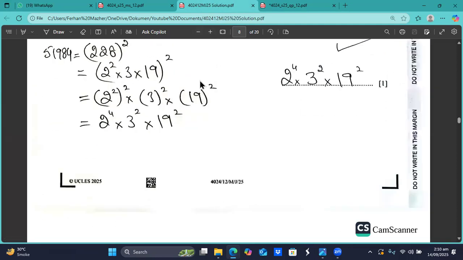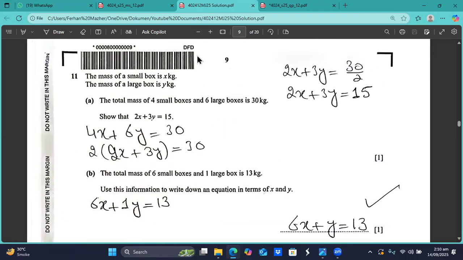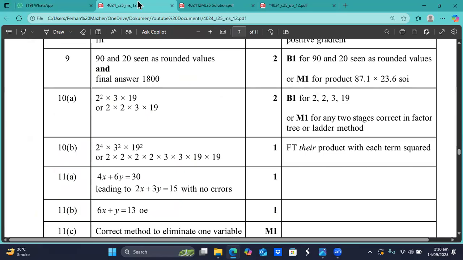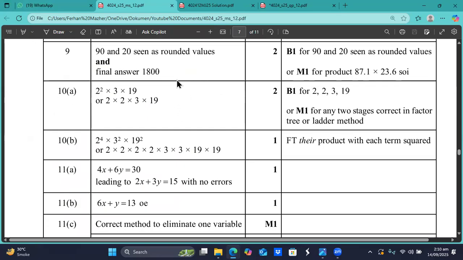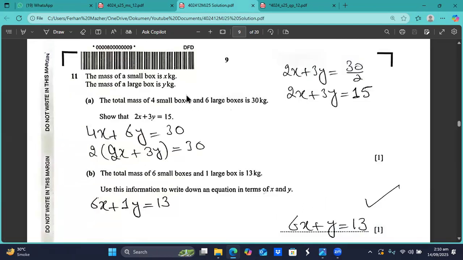Okay, let me show you. So you have 4x plus 6y equals 30. Take 2 common, so 2 times (2x plus 3y) equals 30. Bring this 2 to this side, it will divide the 30. So you will have 2x plus 3y equals 15. So this is how you do question number 11, part A.